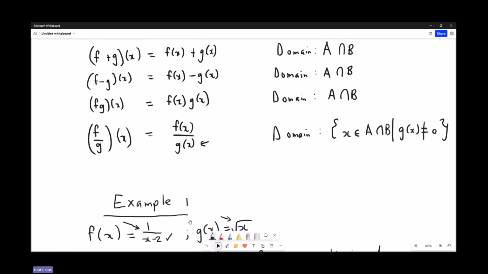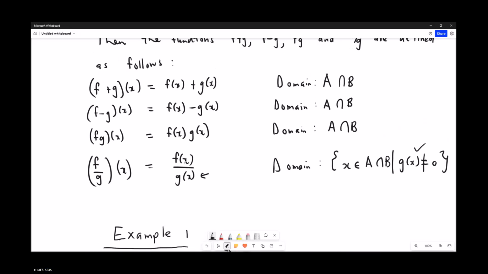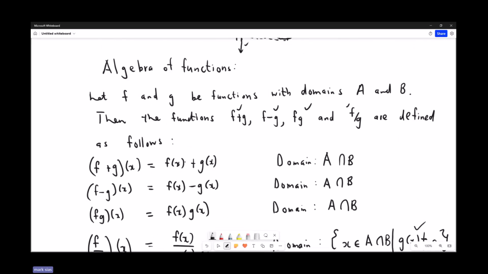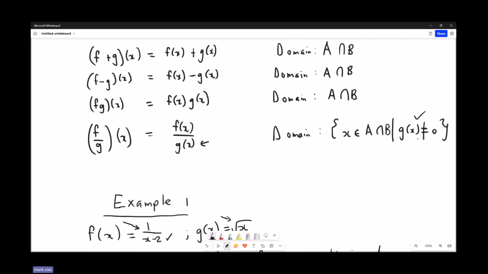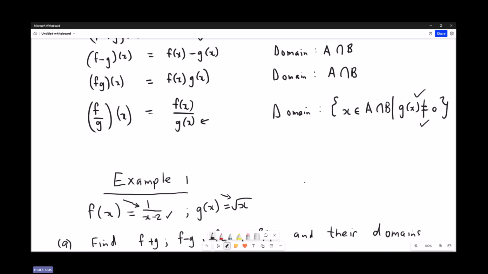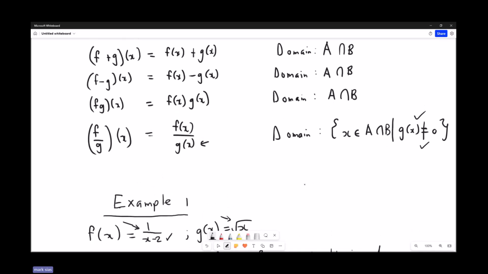Yes, this one, sir. You see there, the g of x can't be zero. Can you see that? Yes, sir. The denominator function. So it's consistent with our definition. It's consistent with the algebra of functions. The functions' sum, difference, product, and quotient are defined as follows. In our last case, the quotient, we also had that g of x cannot be equal to zero, which was very consistent with that case. It says x greater than zero and x not equal to two.